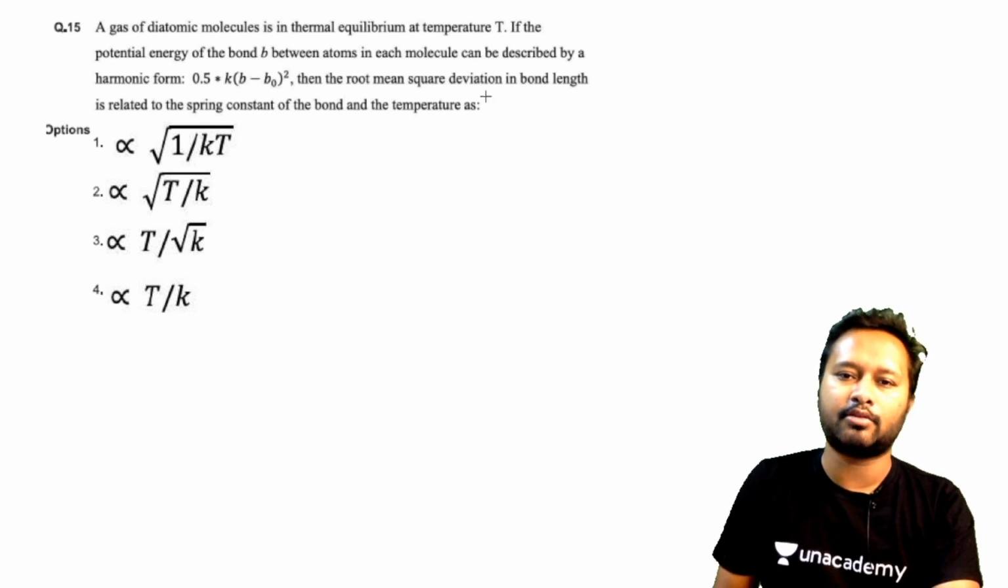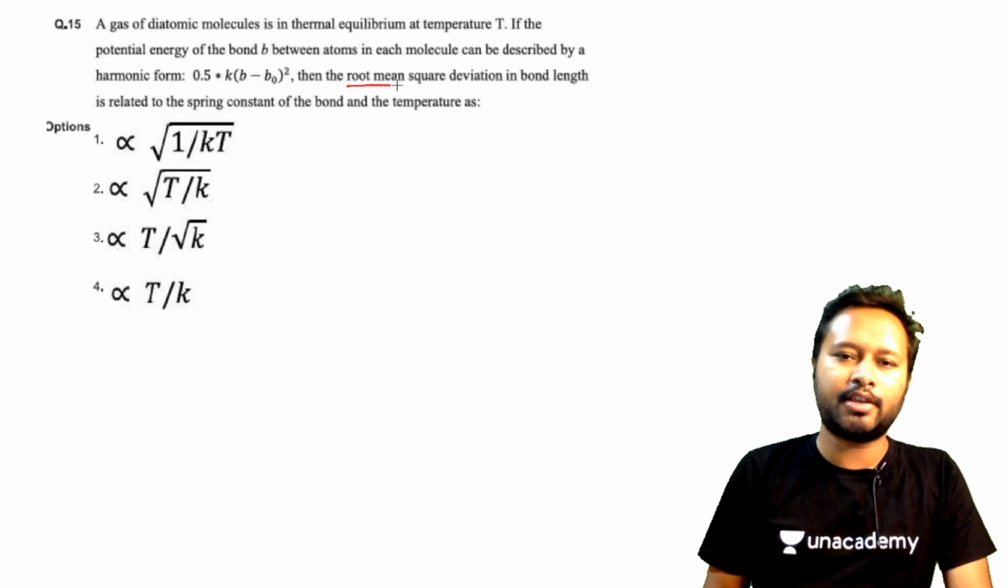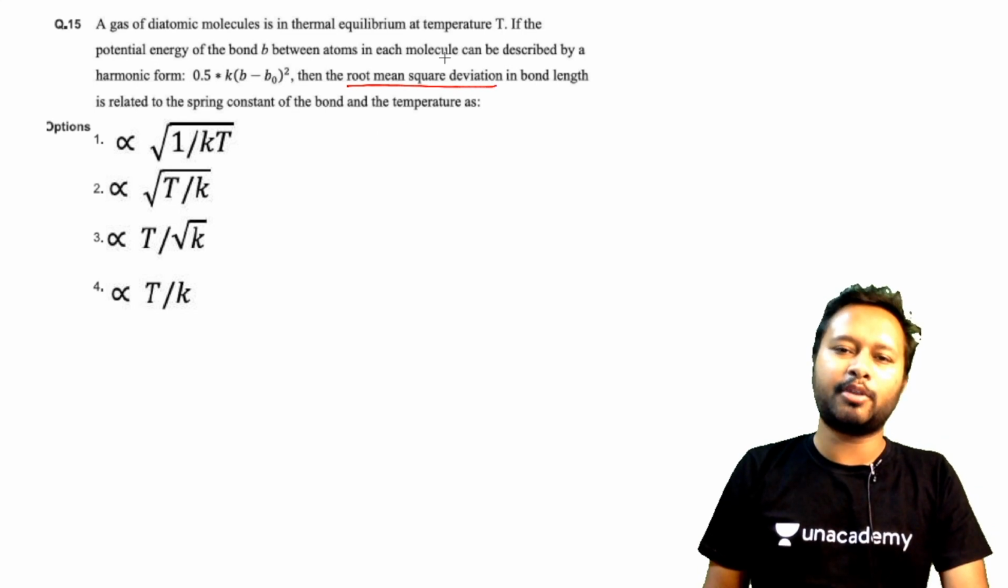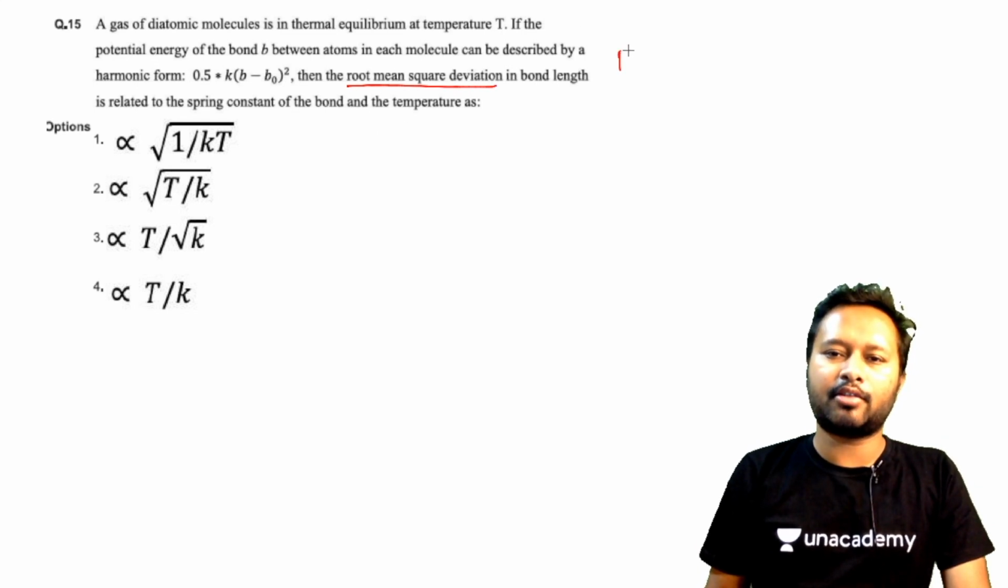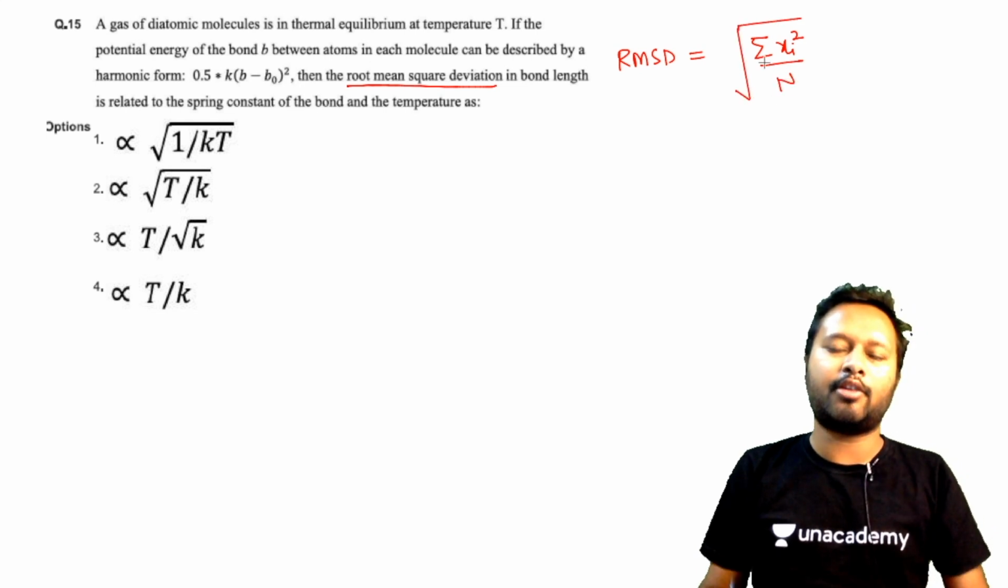Then the root mean square deviation in the bond length is, okay. So in order to solve this question, the first thing you need to see is root mean square deviation. Root mean square deviation means they are talking about RMSD. Now the general formula of RMSD is the square root of sigma xi square divided by n, where n is the total number of particles and xi is how it deviates.